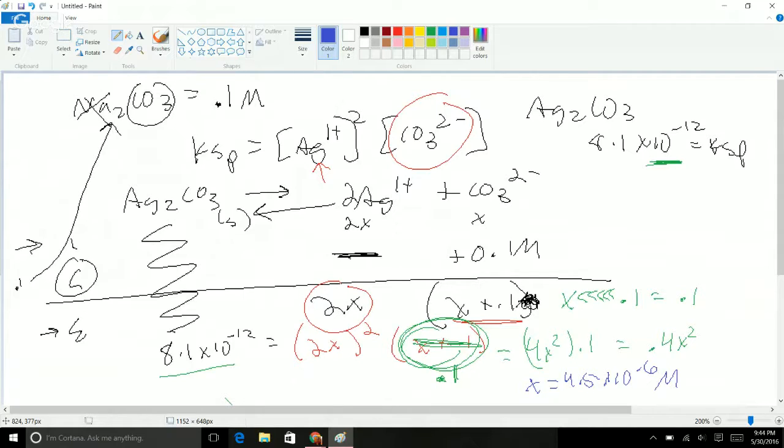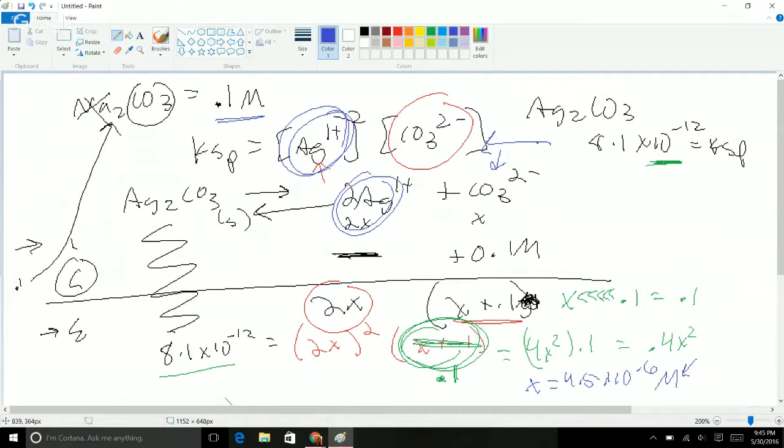Okay, back to my original question. My original question said, what is the concentration of silver ions when you add 0.1 molar of carbonate? When you add 0.1 molar of carbonate, the reaction shifts. This side gets too heavy, so according to Le Chatelier's principle, if this side is too heavy, it has to shift to the left to make more solid, and since it makes more solid, you're going to lose some of this concentration. So the question is really asking how much do you actually have left?